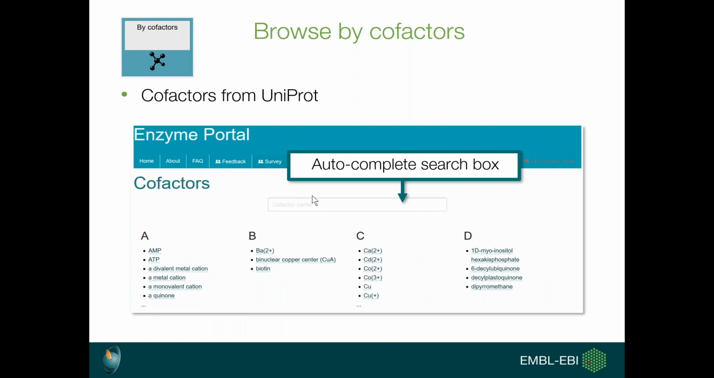The browse by cofactors allows you to find enzymes that require a specific cofactor for the catalytic activity. The cofactor list comes from the UniProt database, and again, like the disease and the pathway browse by sections, they are arranged in alphabetical order and they can be searched via the search box at the top.